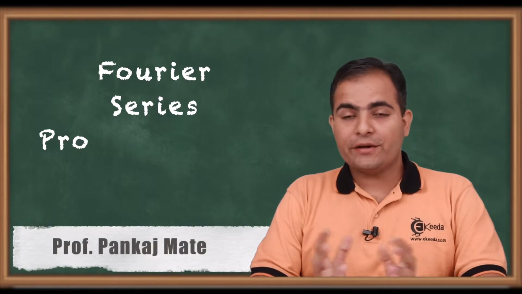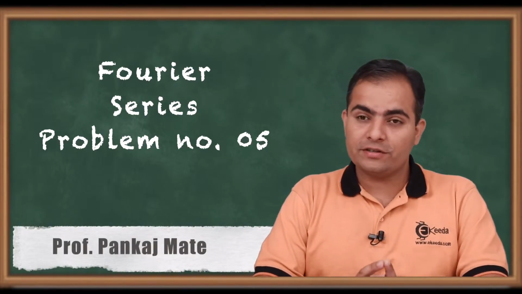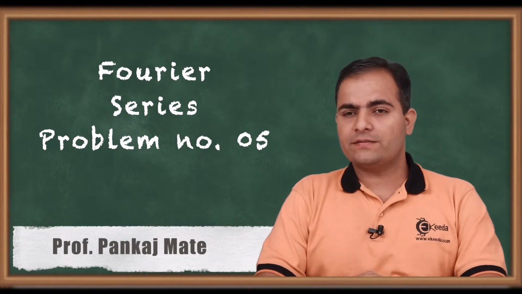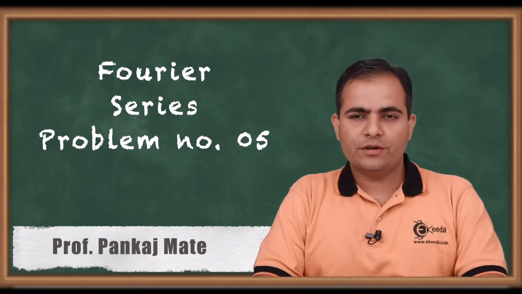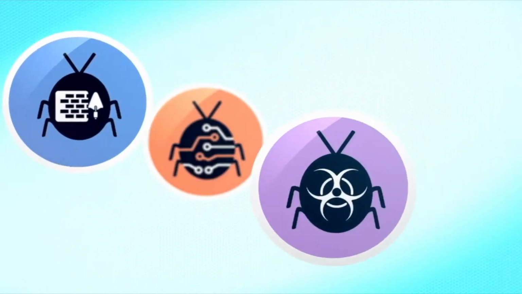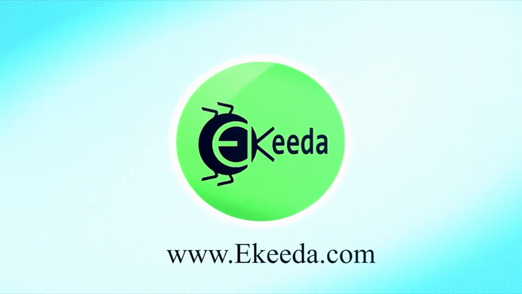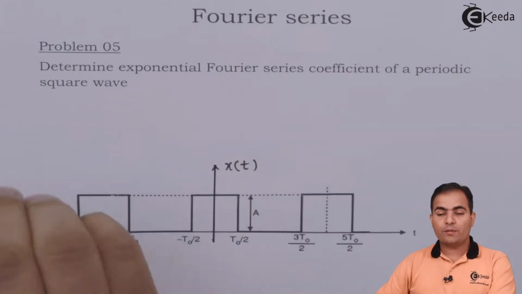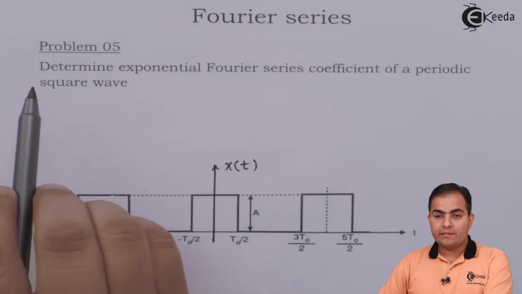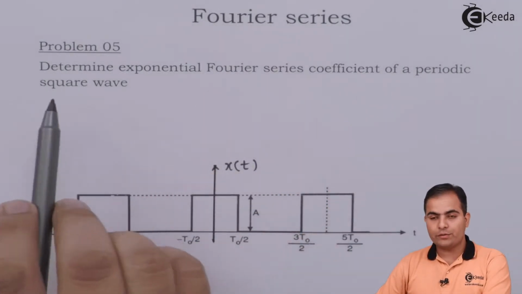Hello friends, and today we are going to study a new problem, problem number 5, which is based on the exponential form of Fourier series. First of all we'll see the question and then we'll move on to the solution. So, problem number 5: determine the exponential form of Fourier series coefficient of a periodic square wave.